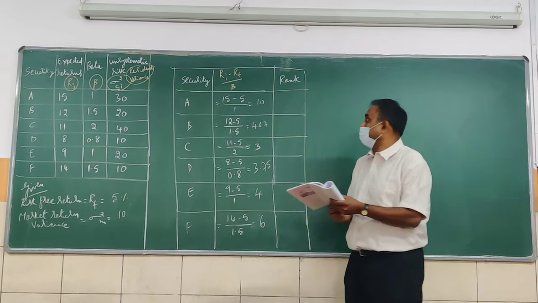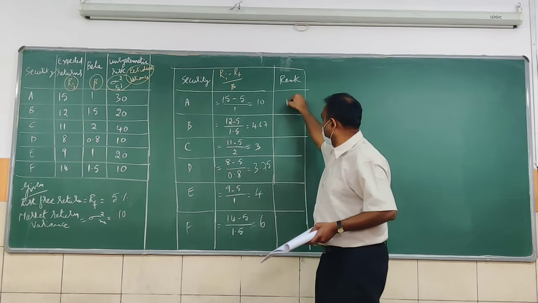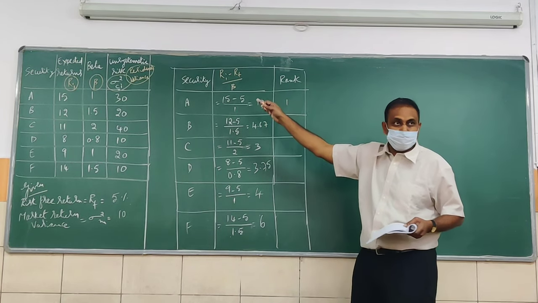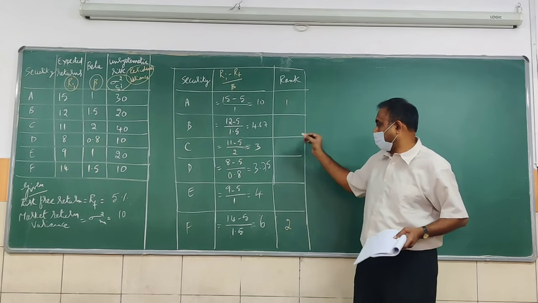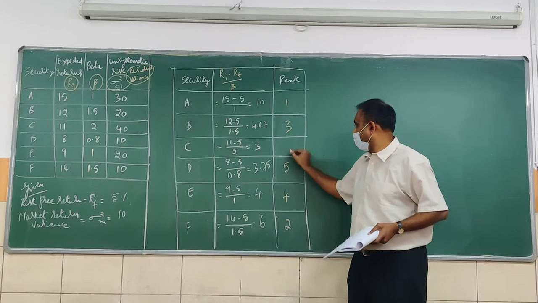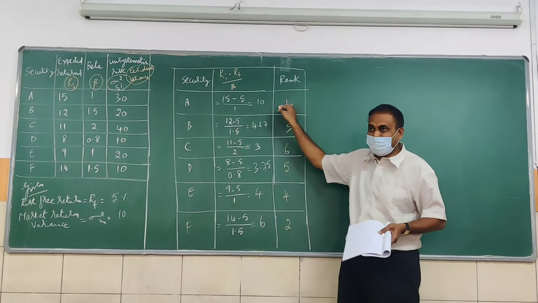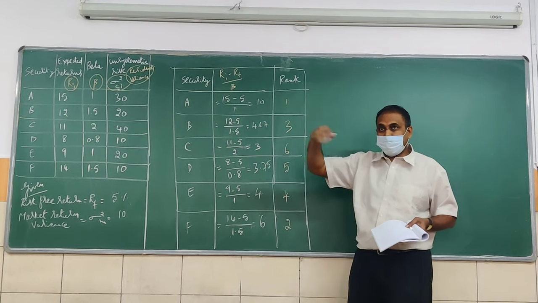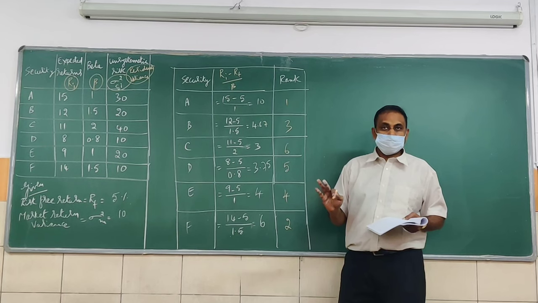When you look here, which is the highest value in this column? 10. It has to be 1. When choosing, the first security investment should be in A. Got it? Second highest is F, then B, then E. This should be the order of investment. The person investing money should invest in A first, next in F, next in B, and like that it has to go on. If there is still money to be invested, then the last one will be C. Understood? Yes, sir.